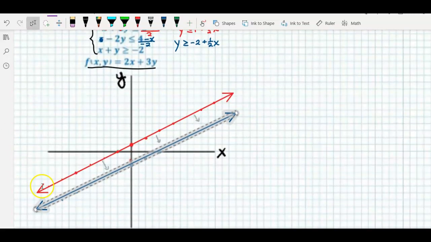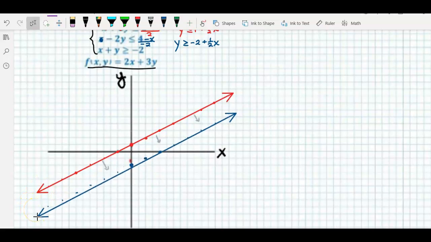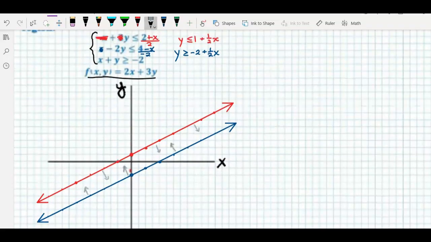And this one I'm going to shade above the blue line because it is greater than or equal to. A solid line. And I'm shading above the blue line. So right now, it's just the region in between these lines.